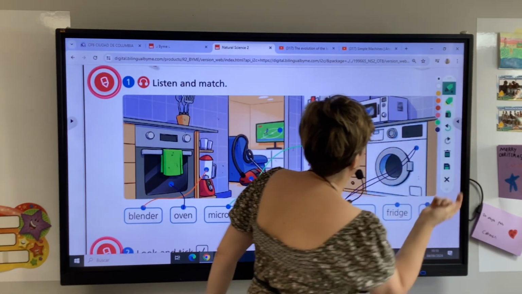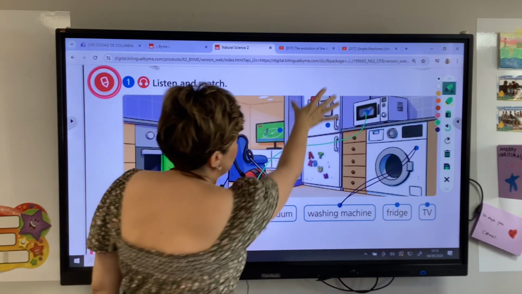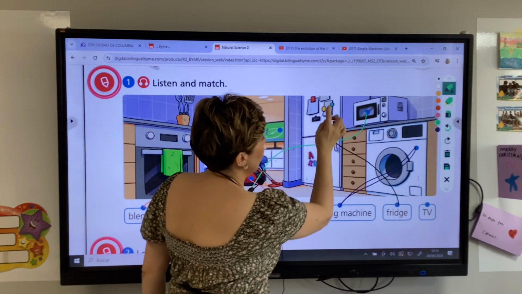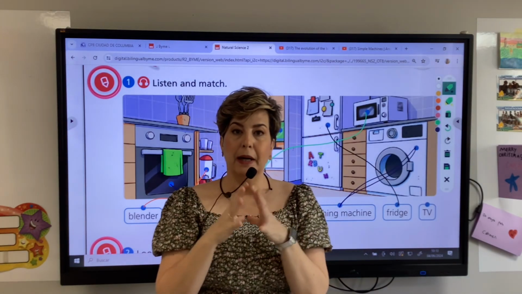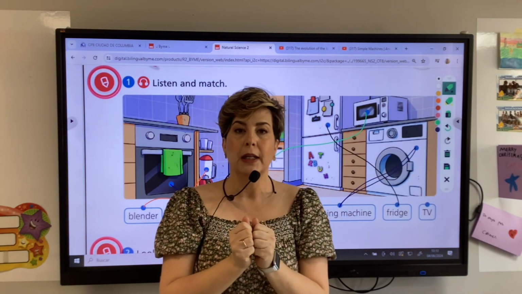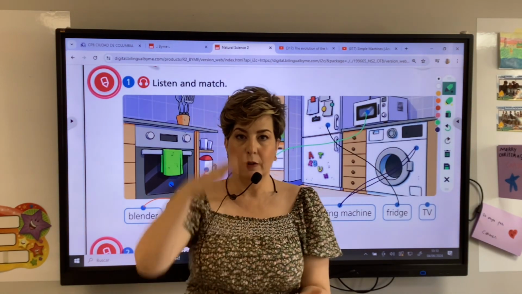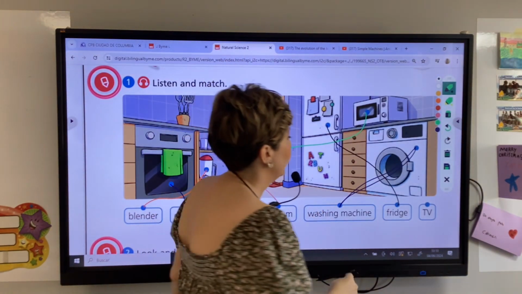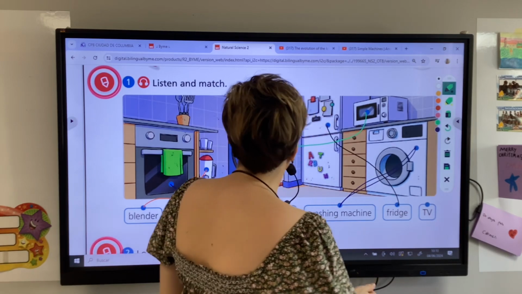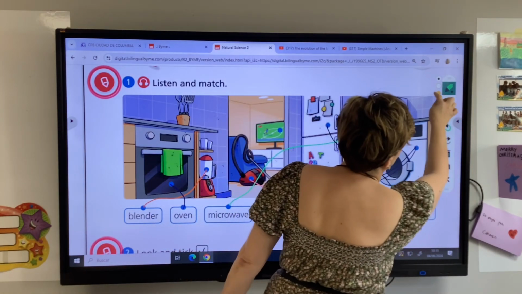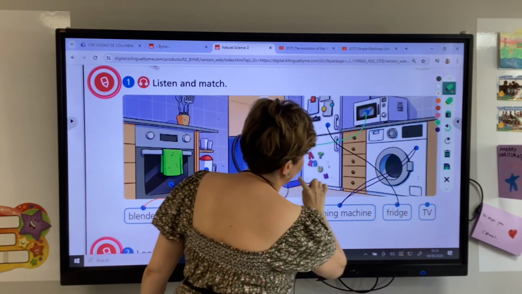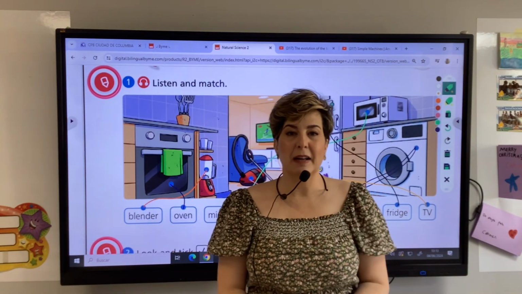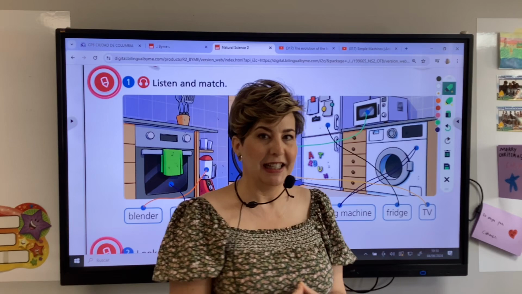Let's use color black for the fridge, which is here. Remember this, the part that freezes the food is called the freezer. So the fridge is divided in the fridge and the freezer. And then the last one we have is the TV. Okay? And those are the machines that we have studied.